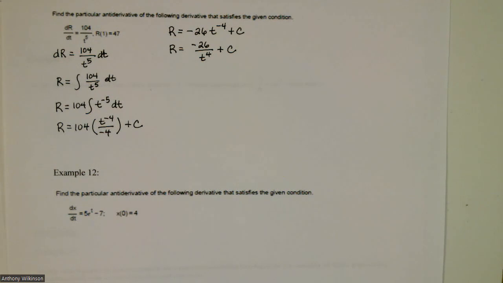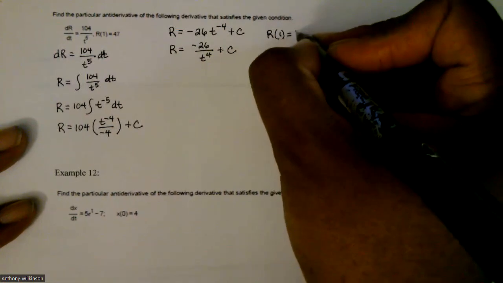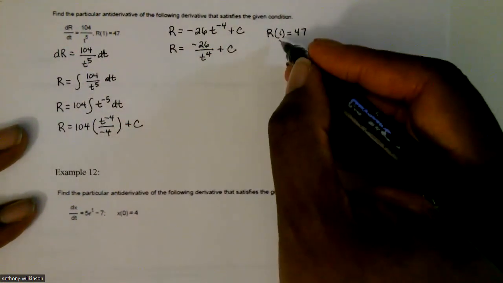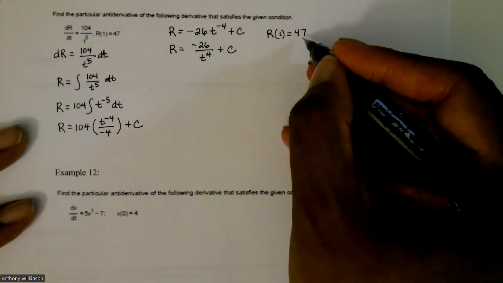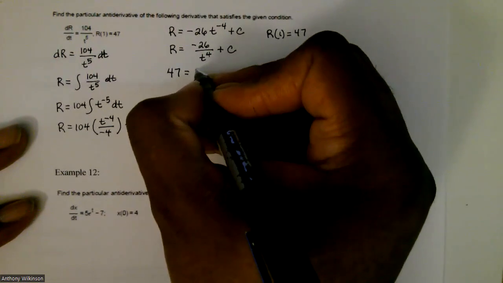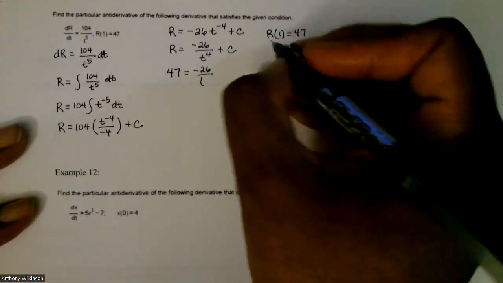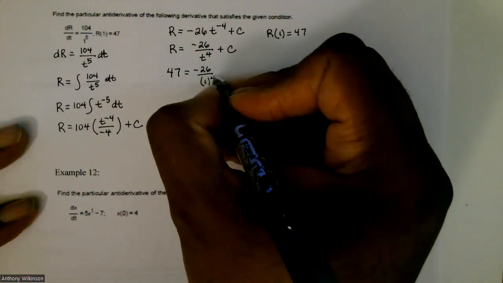Now I have some restrictions here, or conditions here. R of 1 is equal to 47. That means t is equal to 1. The value of r will be 47. So I'm going to substitute the r with 47. That'd be equal to negative 26 times t, in this case, is 1. So it'll be 1 to the 4th plus c.